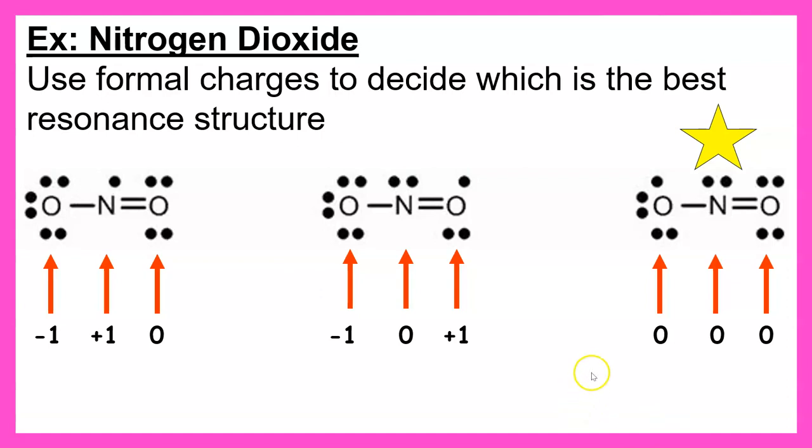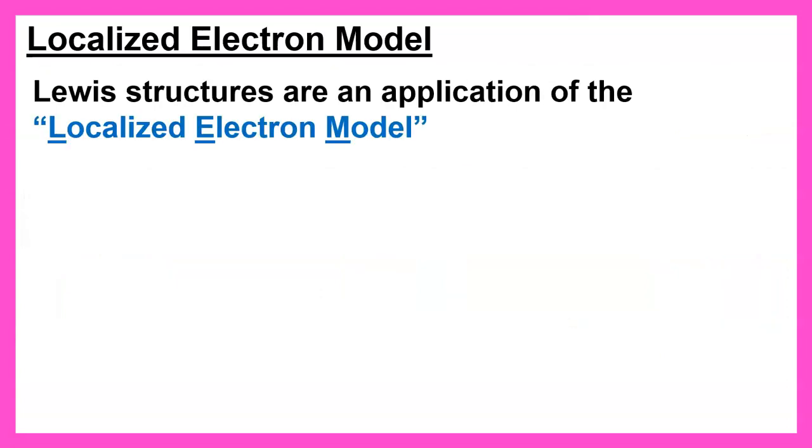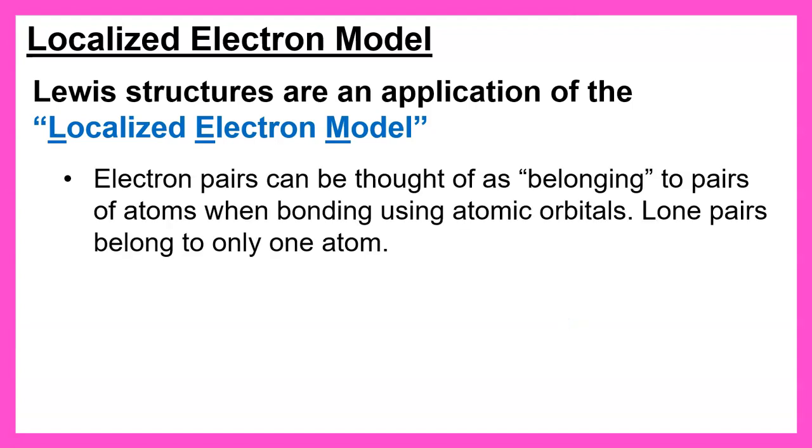Now, Lewis structures are what we call a localized electron model. Basically, any model where you pretend like the electrons belong to certain atoms and certain orbitals is called a localized electron model. When you draw your Lewis structures and you're doing your formal charges, that's what we're doing.